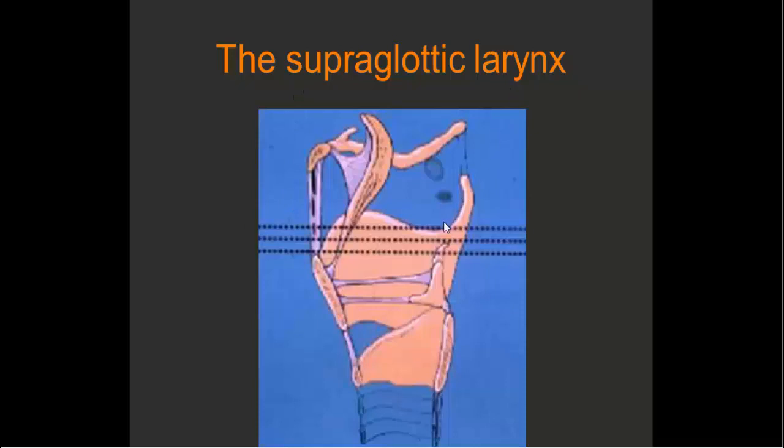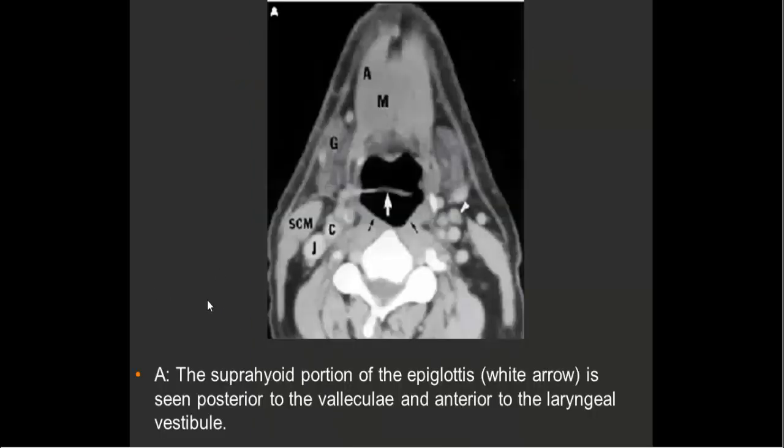This is the supraglottic larynx. Supraglottic larynx starts at the epiglottis until the false vocal cord. Its lower limit is the undersurface of the false vocal cord. The false vocal cord is included in supraglottic larynx content, and from the undersurface of the false vocal cord to the undersurface of the true vocal cord is the glottic area, including laryngeal ventricles. And we see the suprahyoid portion of the epiglottis, seen posterior to the vallecula and anterior to the laryngeal vestibule.